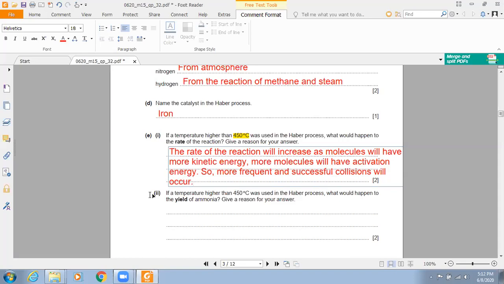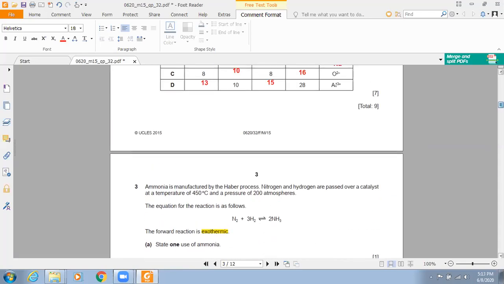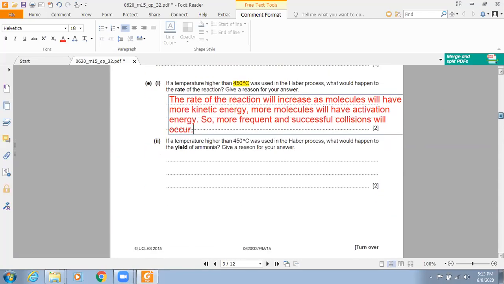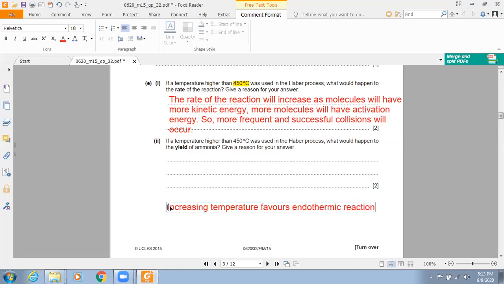Next, if a temperature higher than 450 degrees Celsius was used in the process, what would happen to the yield of ammonia? Now, yield is dependent on the equilibrium, right? So, which side will the equilibrium shift if we increase the temperature? I'm writing the basic knowledge here first. We know that increasing temperature favors endothermic reaction. But here our forward reaction is exothermic. So increasing temperature will move the reaction backward.